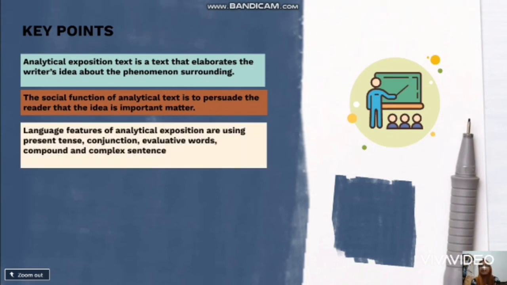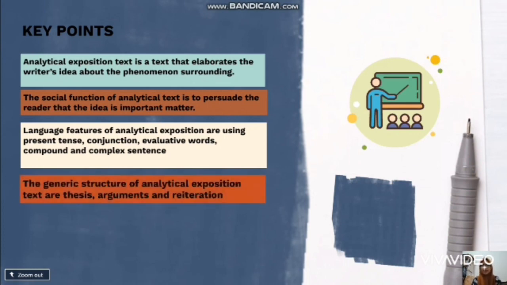Third, language features of analytical exposition are using present tense, conjunctions, evaluative words, and the last is compound and complex sentences. And the last one is, the generic structure of analytical exposition texts are thesis, arguments, and reiterations.